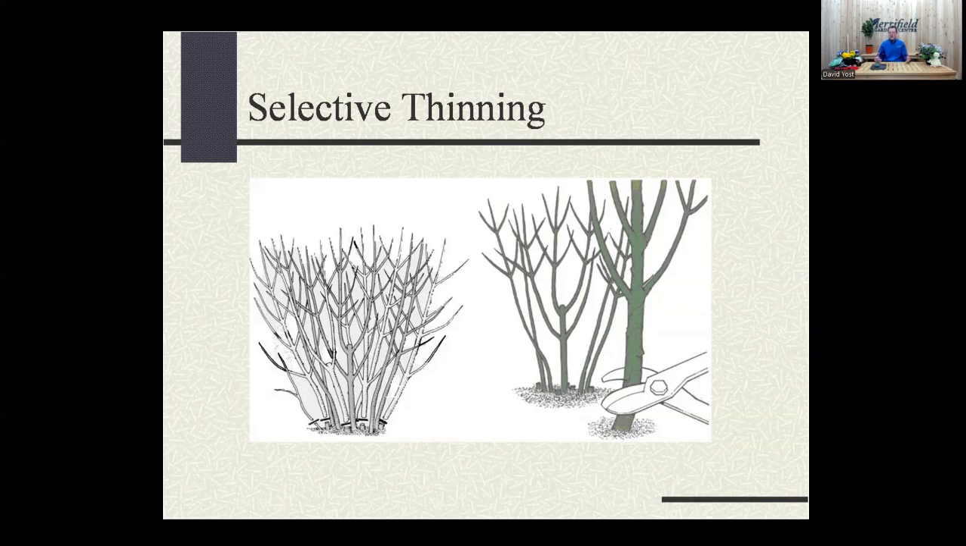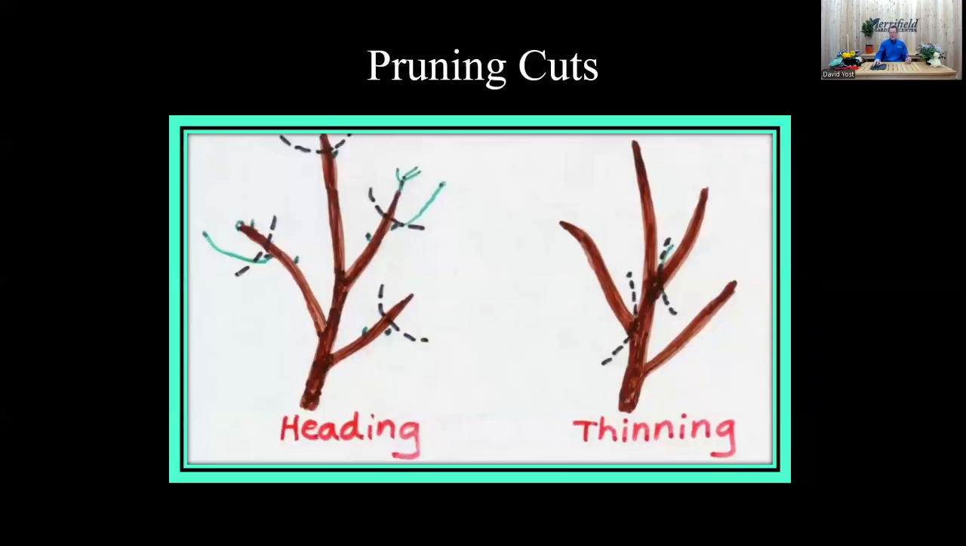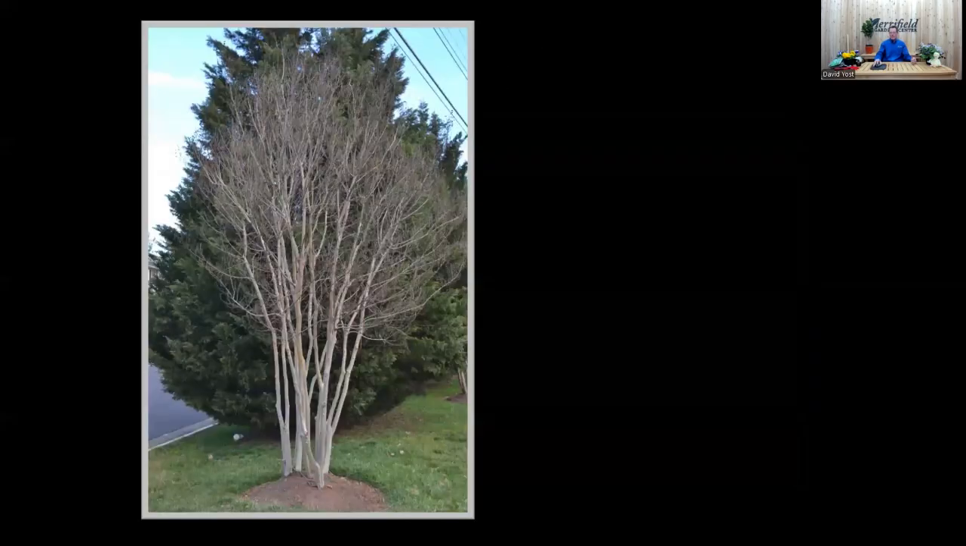So again, I'm not taking the whole plant down, but I'm thinning it out, trying to maintain a shape and size. So that's the thinning cut, where I'm removing a branch. Sometimes I might refer to a heading cut, which is where I'm removing the tip of that. So back to our crepe myrtle.